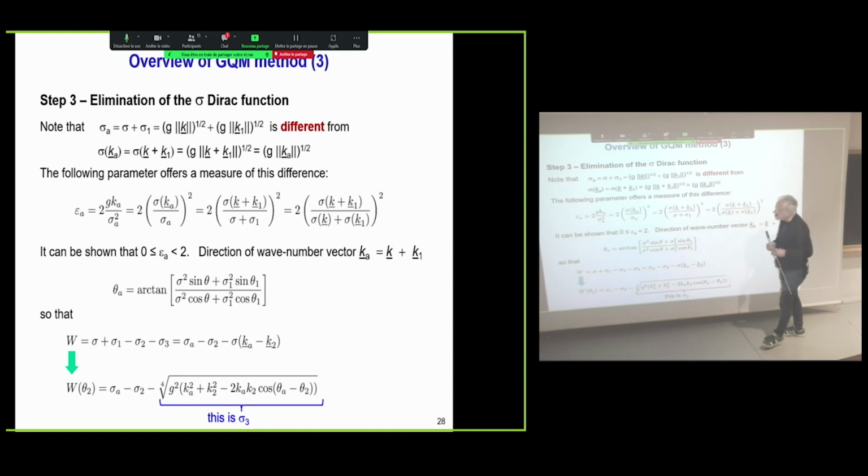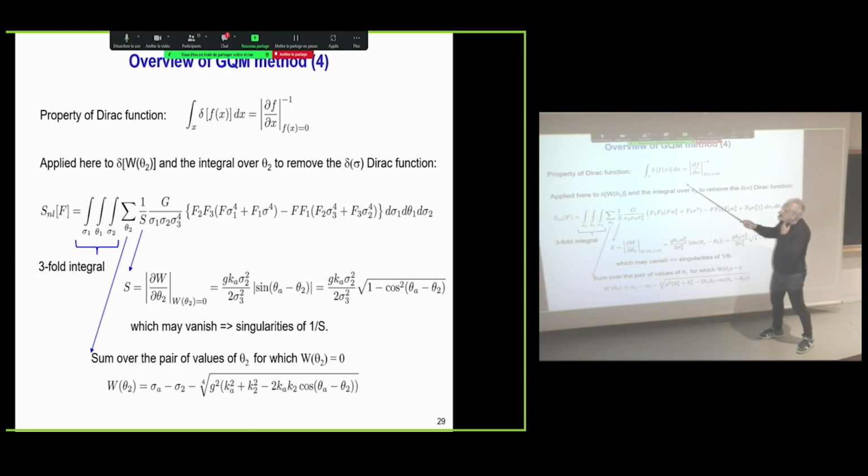These two frequencies are different in general, and so this parameter, which I call epsilon A, is defined as 2 times the square of sigma of the frequency of vector Ka divided by sigma A. It can be formulated equivalently in this way, and it can be shown that this epsilon A is comprised in the range 0 to 2. We can compute the associated direction of this vector Ka, which is given by this expression. And so we can reformulate W, the frequency difference, under this expression, where I have written sigma 3 as a function of Ka and K2, and similarly for the directions.